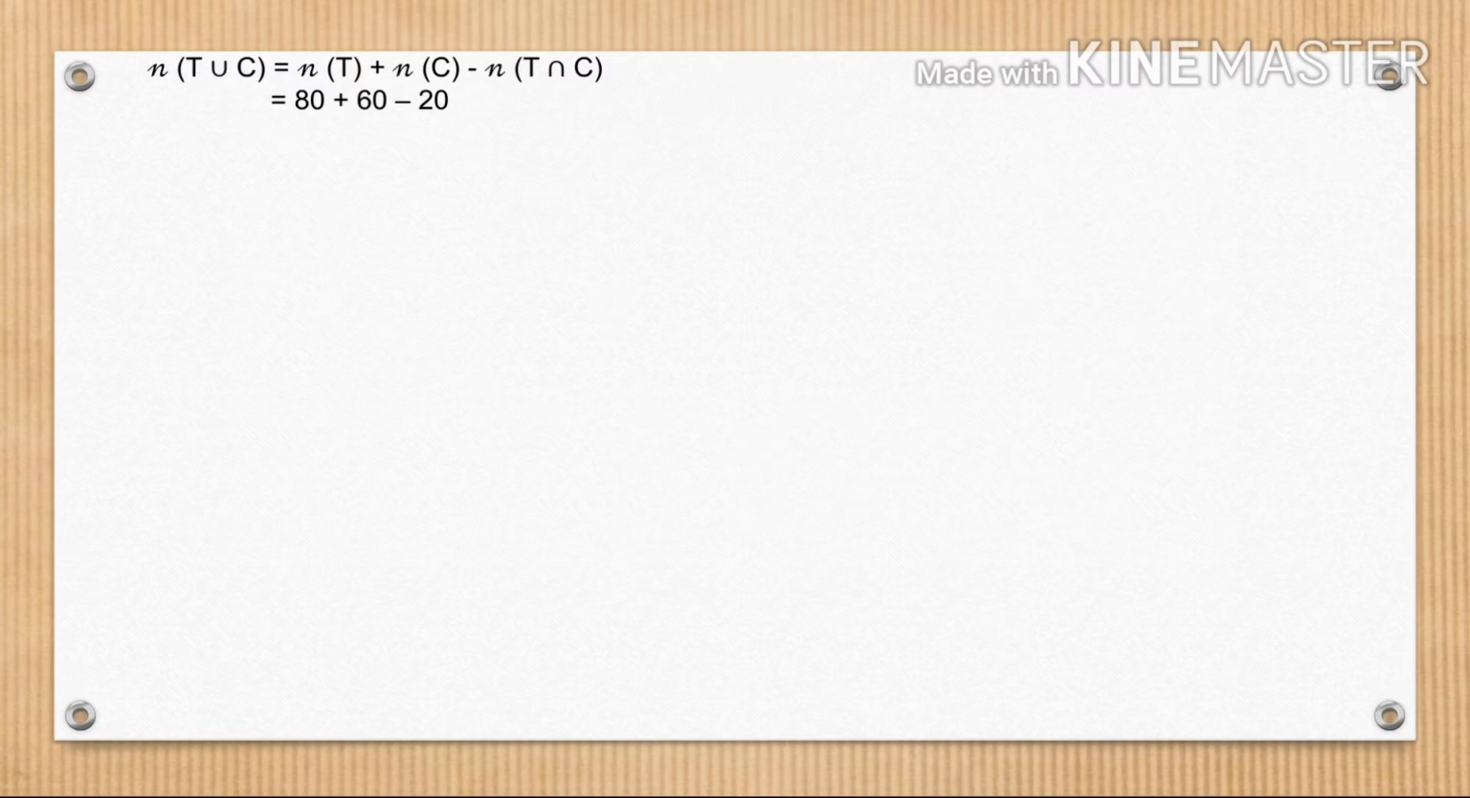Use the formula. The number of elements in T union C is equal to the number of elements in T plus the number of elements in C minus the number of elements in T intersection C. Fill in the values: 80 plus 60 minus 20. So the number of elements in T union C is equal to 120. 120 are the students who drink tea or coffee.